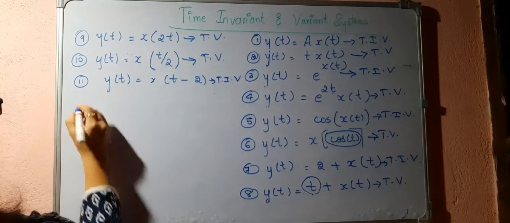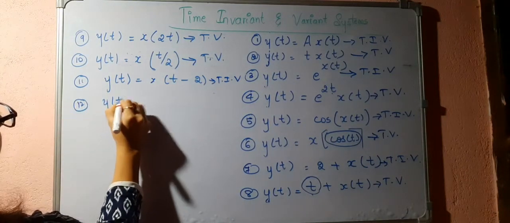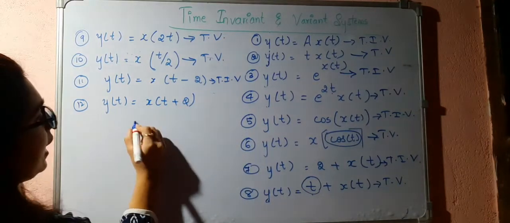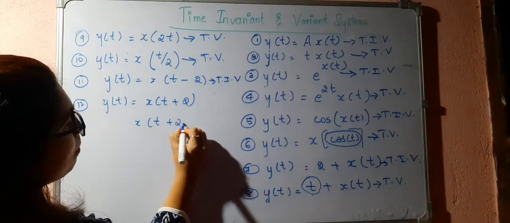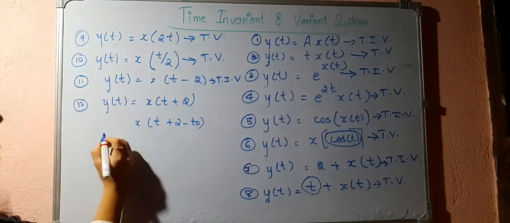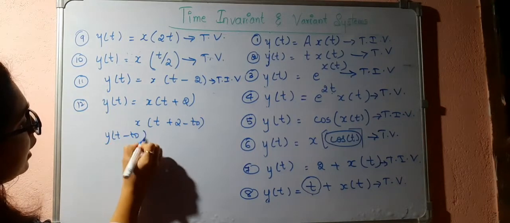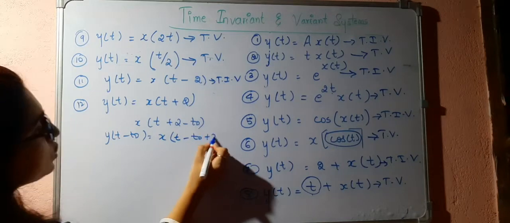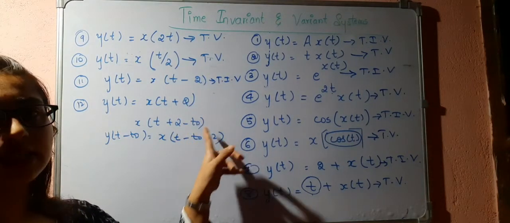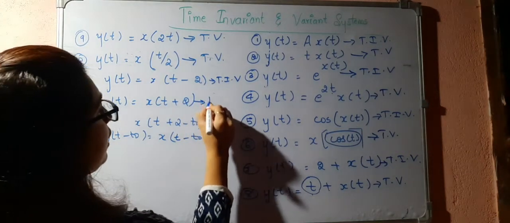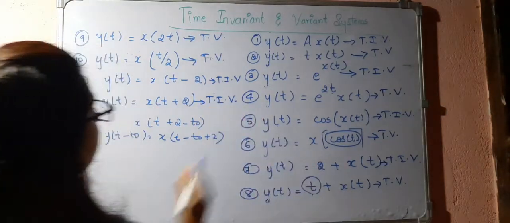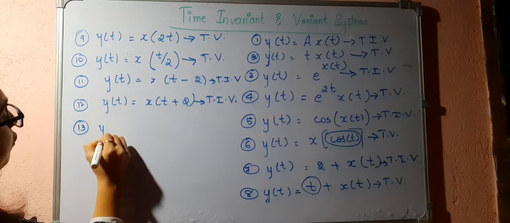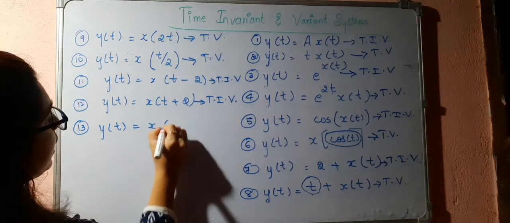If I take x of t plus 2, if I pass this through delay, that will be t plus 2 minus t naught. If I pass the output through the delay, then this will be x of t minus t naught plus 2. Once again, these both are same. So this is the time invariant system. Okay. So next one, y of t is equal to x of minus t.